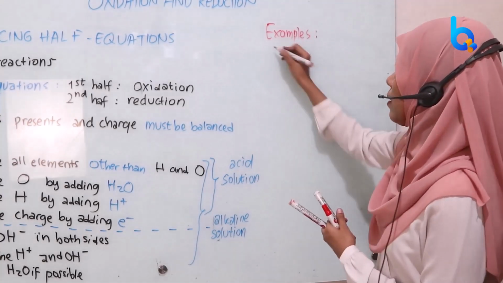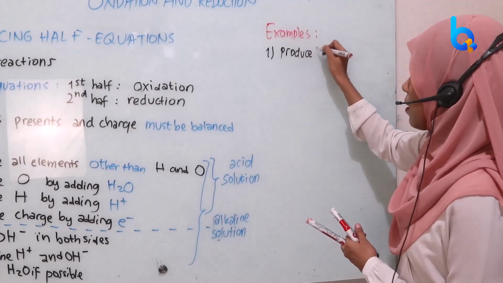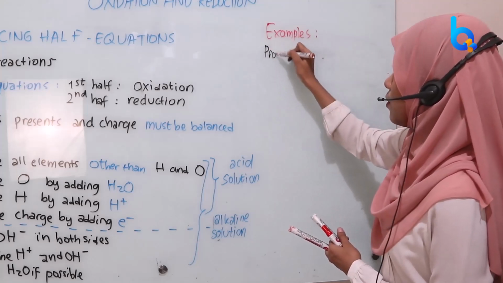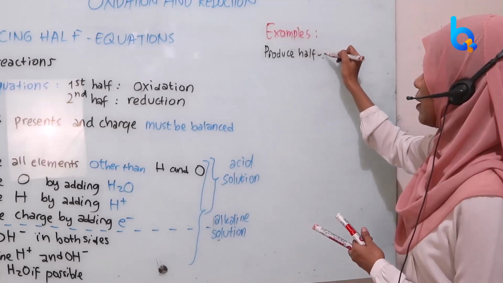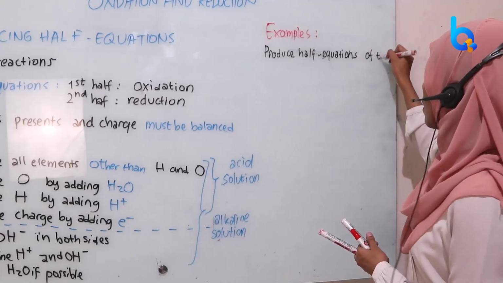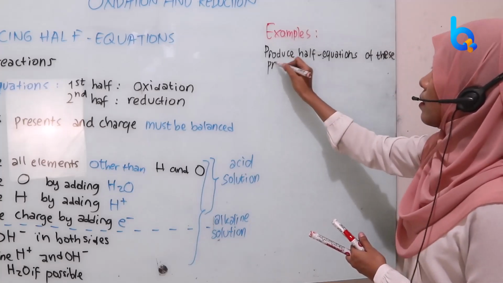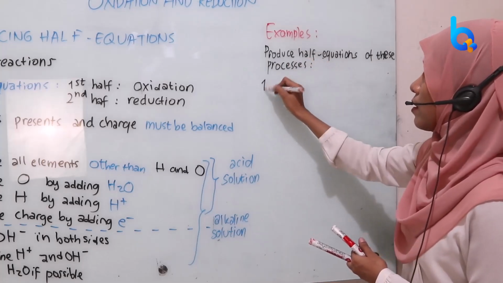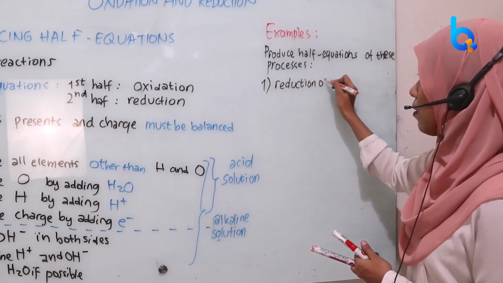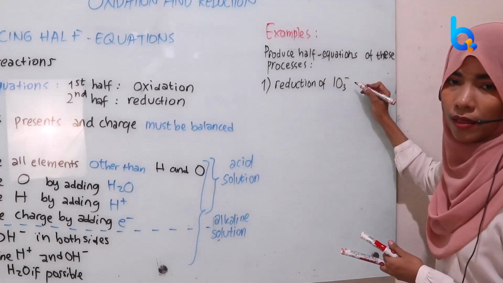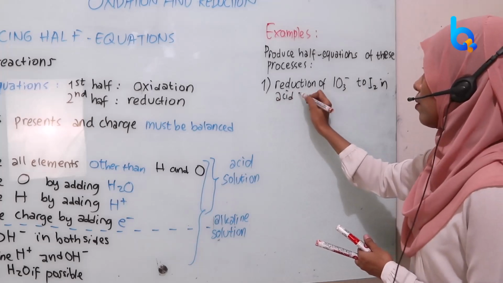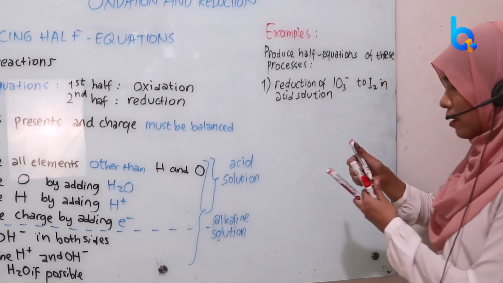The first one will be to produce half equations of this process. The first process will be the reduction of IO3- to I2 in acid solution. Okay, so how to do this?